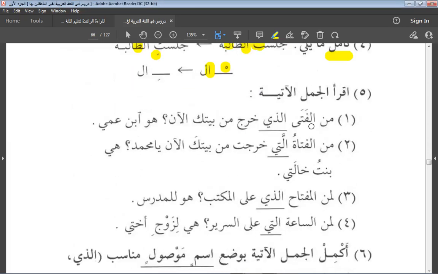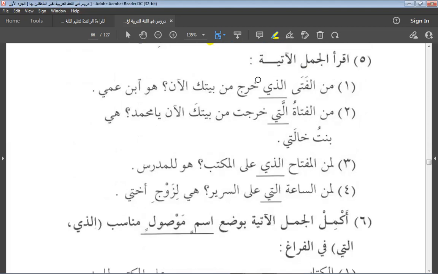Okay. Let's iqra al-jumal al-atiya. Read the following sentences. So here is just showing the difference between alladhi and allati. Man al-fata, the young man. Man al-fatatu, the young woman. So for the young woman we say allati. For the man we say alladhi. Man al-fata alladhi kharaja min baytika al-an. Huwa ibn ammi. Man al-fatatu allati. Okay, so we should just note the difference.